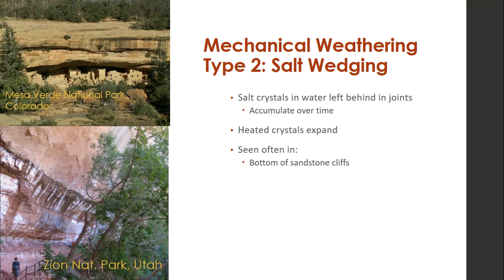So we can see from Mesa Verde National Park in Colorado, there was some salt wedging that happened there, also in Zion National Park. Also seen along shorelines because we have salt that's being left behind by that ocean water.